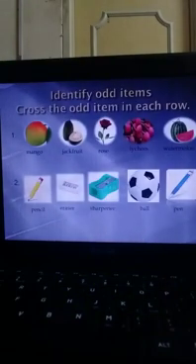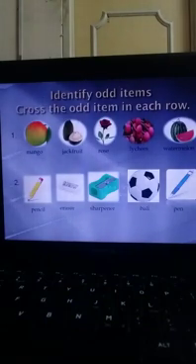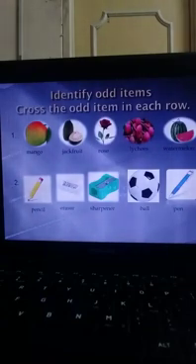Now I will discuss with you about identifying odd items, how you will be able to identify odd items from a group. So odd items are those items which are different from other objects, or which remain alone in a group, or which are not similar to others.